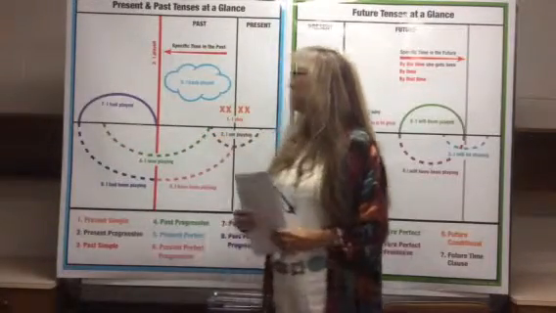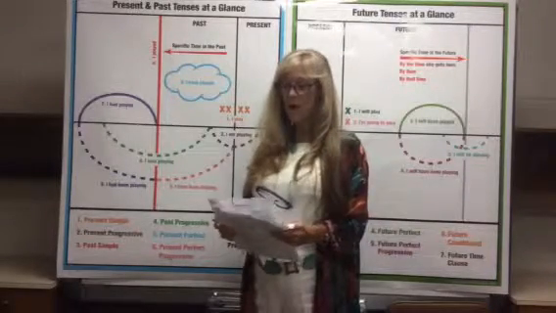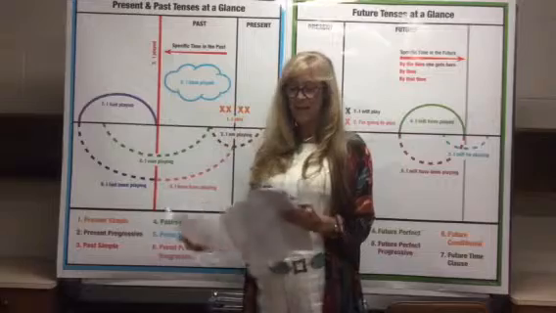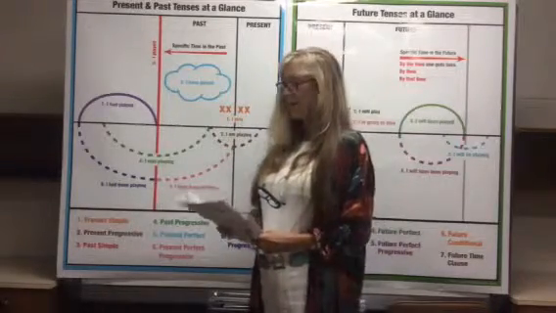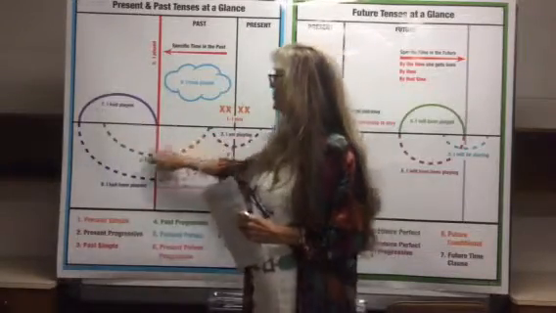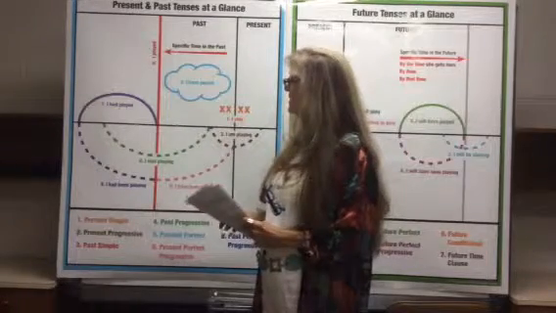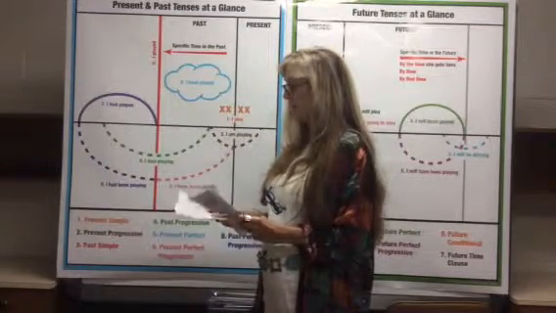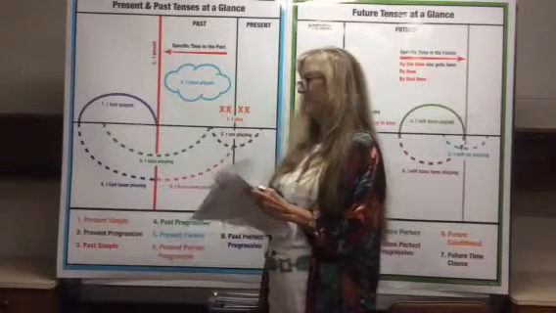Okay, and signal words that you'll find for that tense are meanwhile, while, at that time, in the meantime, words like that. If you see while, you know that you're probably going to use the progressive tense. Okay, the next tense that I want you to look at is present perfect.